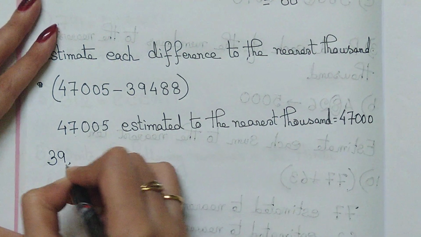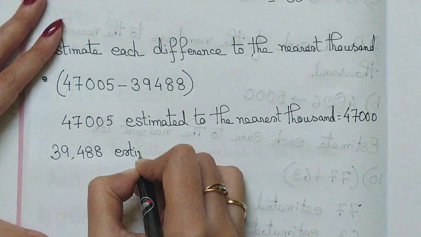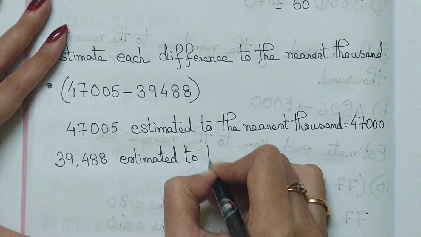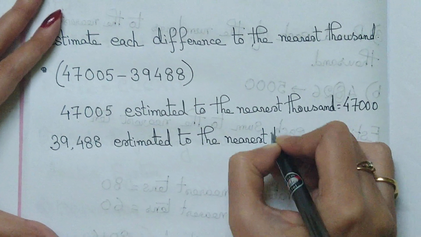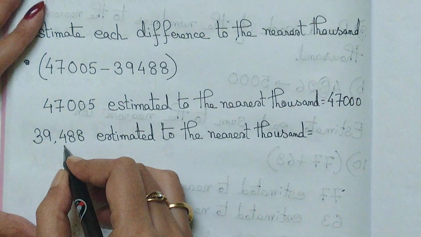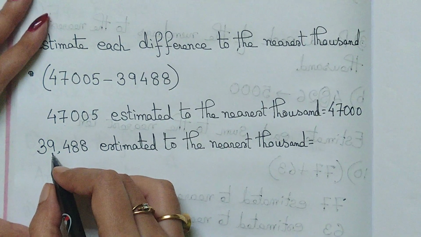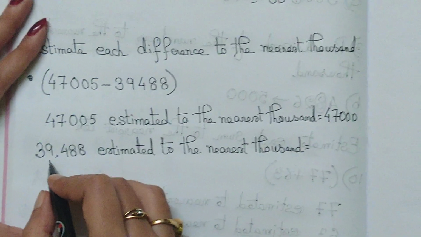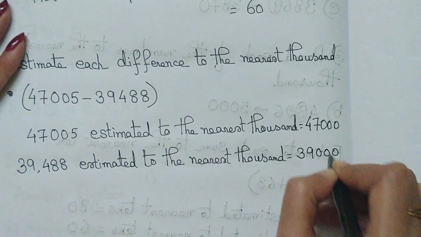Now 39,488 estimated to the nearest 1000 is equal to this 4. I will be considering, since it is in hundreds position, so 9 will be as it is same because 4 is less than 5, so no change will take place in the thousands position, so it will be 39,000.